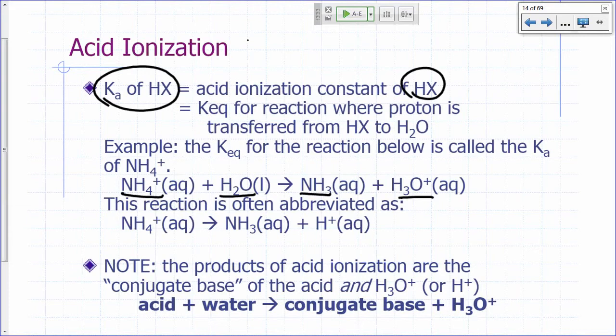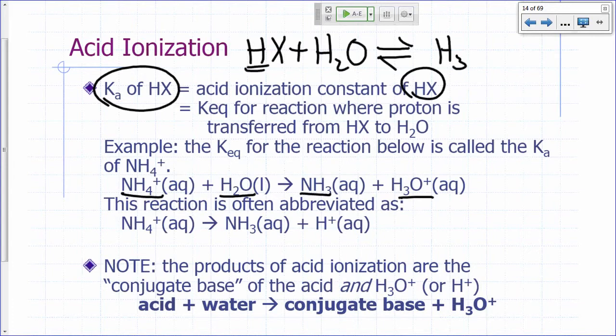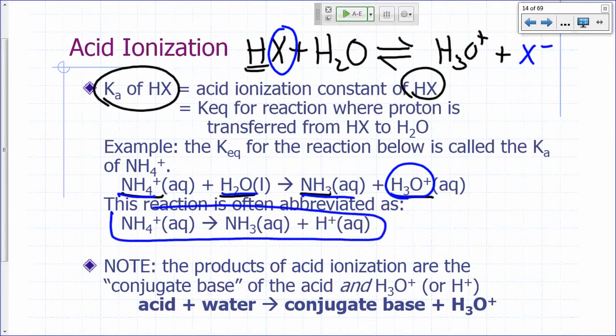So if HX is the acid, what would be the reaction we're talking about here? We're talking about the transfer of H plus from the acid to water, which gives you H3O plus, and what's left behind is just going to be X minus. So this reaction, ammonium plus water gives you H3O plus and ammonia. And you can abbreviate this: you can leave out the water and just write H3O plus as H plus. That would be an abbreviation for that reaction.